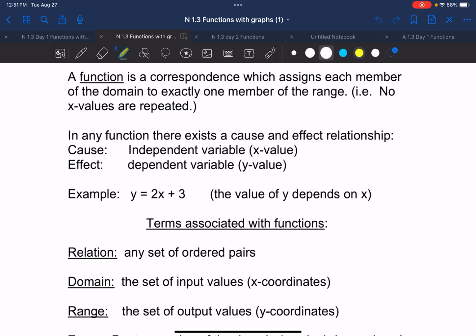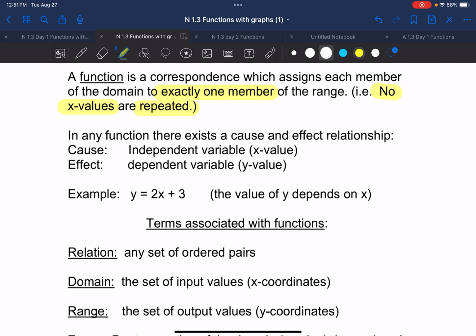So a few key things we need to highlight here is that the domain is matched to exactly one member of the range. In other words, the x values cannot repeat. So if you have any x values that are listed more than twice when listing your domain, then that means you do not have a function.